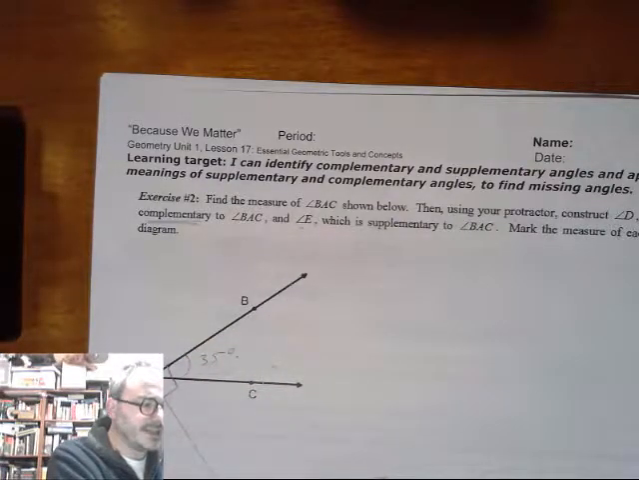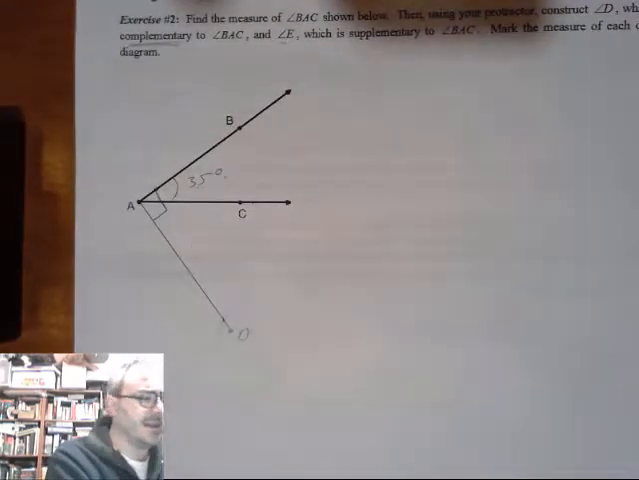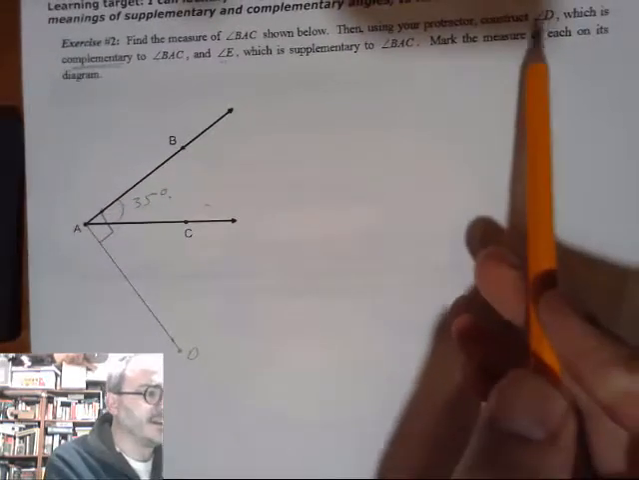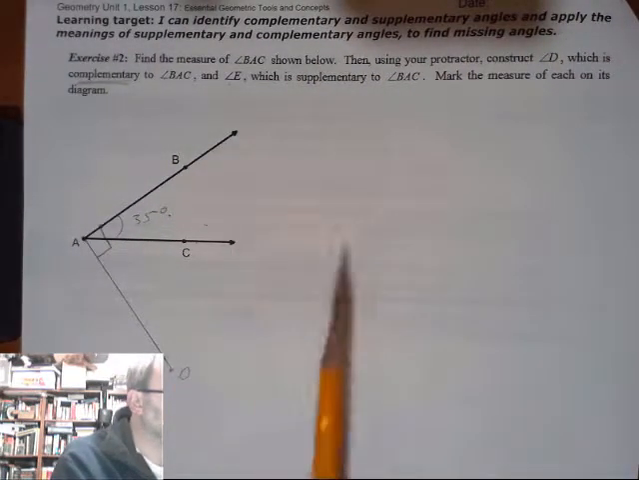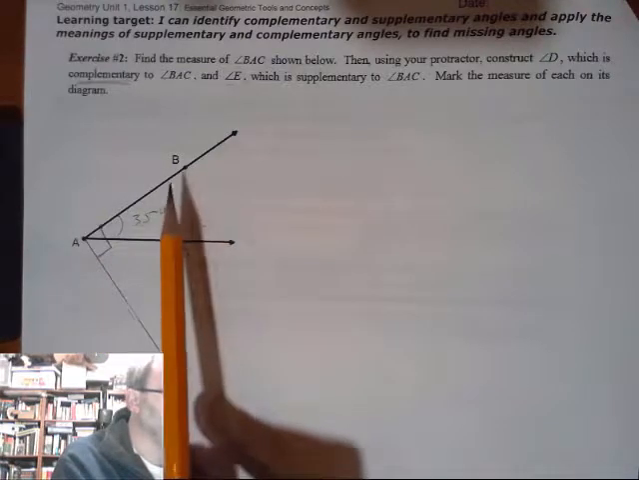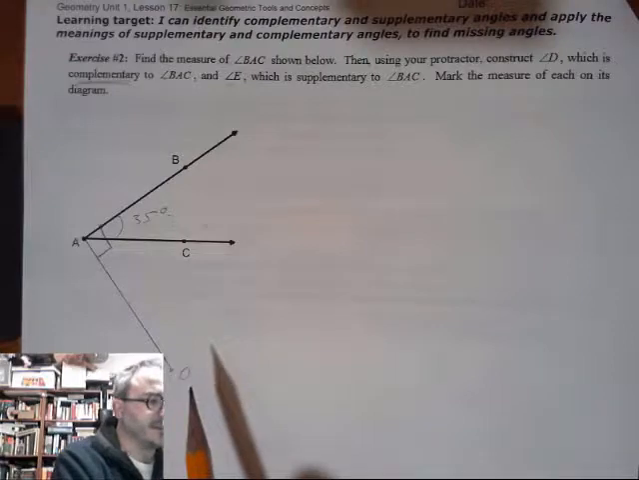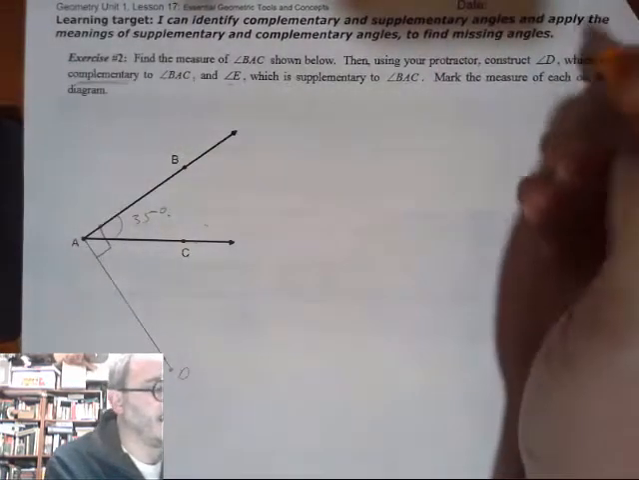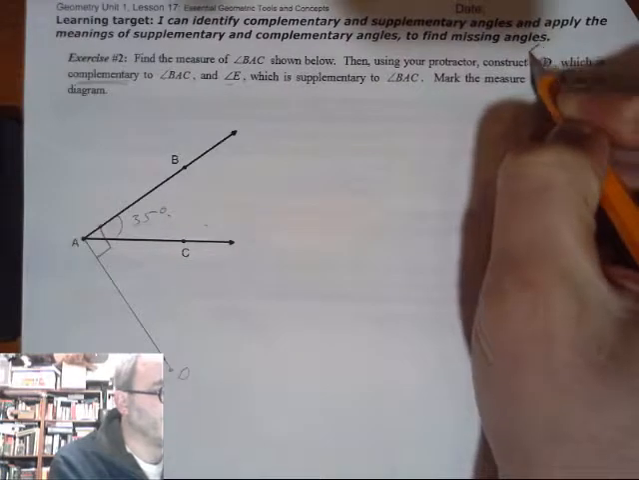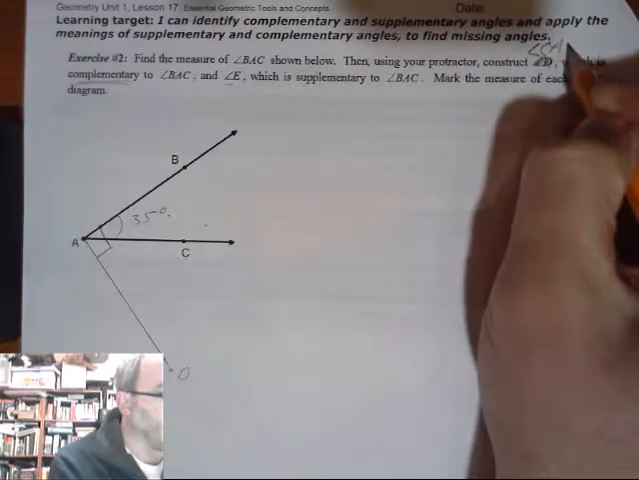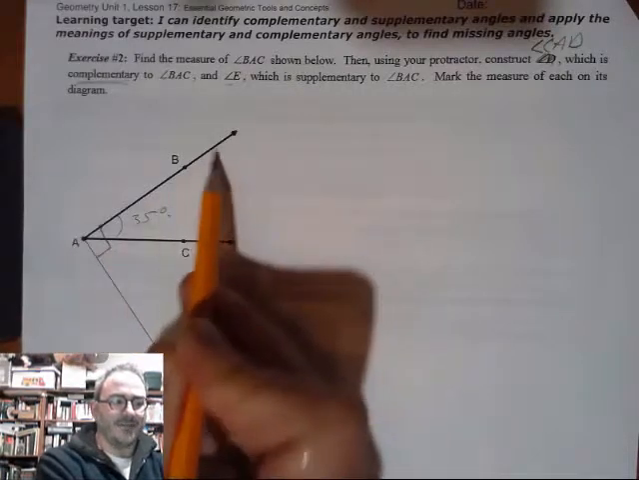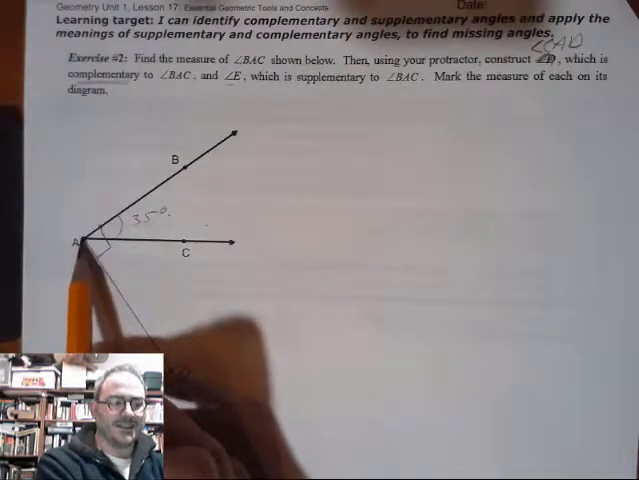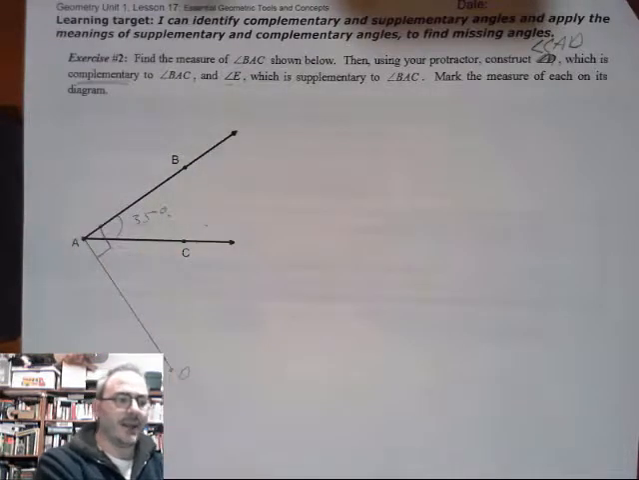We're going to call this D. So now we have constructed angle D, which is complementary to BAC. Actually, I don't like "construct angle D." I probably should have written that somewhere else. Construct angle CAD, because angle D says there should be something coming off a point D. But our vertex of BAC is A, so I've got to connect A to another point to make it complementary.